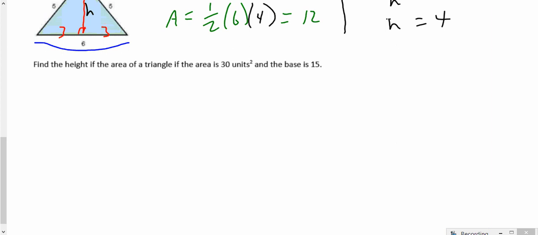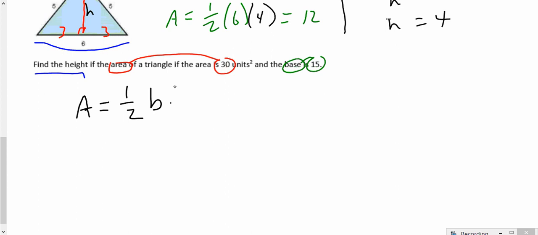All right, now we are given a word problem. Find the height if the area of a triangle is 30 units squared and the base is 15. So again, we know the equation for area of a triangle is 1/2 base times height. Well, they tell us the area. It is 30, so plug that in. The base is told to us as 15, and we are looking for height.